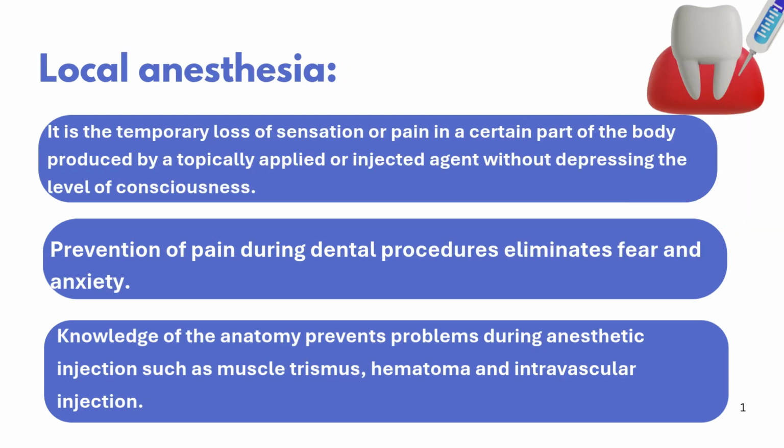Okay, now let's talk about the local anesthesia. So we've spoken briefly about the analgesics. Let's talk about the local anesthesia. And local anesthesia here with agents that will result in temporary loss of sensation of pain, okay, in certain parts of the body. This is produced by topically applied or injecting agent without depressing the level of consciousness. So we can apply local anesthetic in a local area without depressing a level of the consciousness. And it can prevent the pain during dental procedure and eliminate the fear and anxiety.